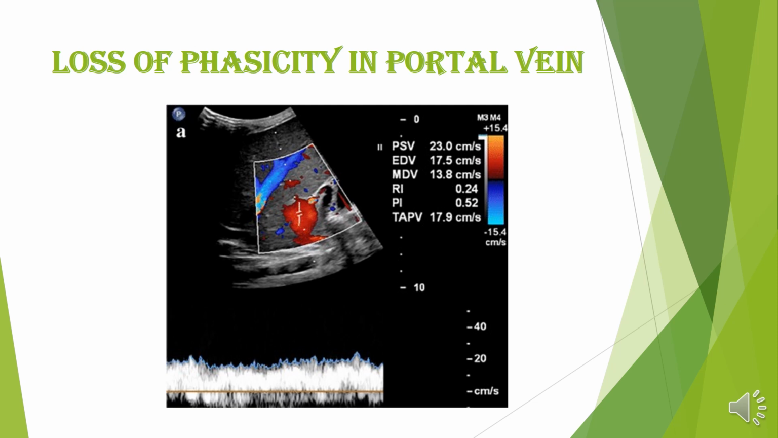So this is a case of portal hypertension. You can see the flow is red, so it's towards the liver. It is not reversed, but you can see the upper margin of the spectrum is almost flattened. There is loss of normal respiratory phasicity in this portal venous spectrum.